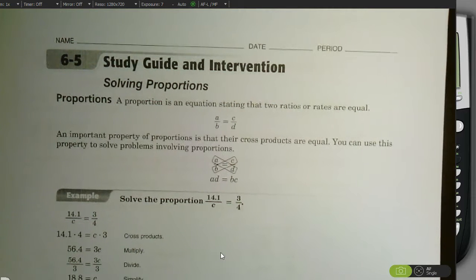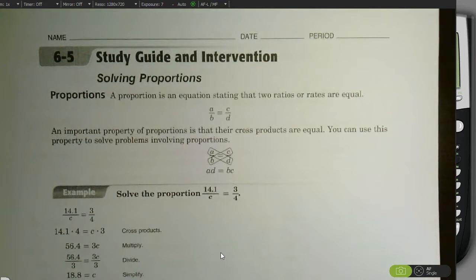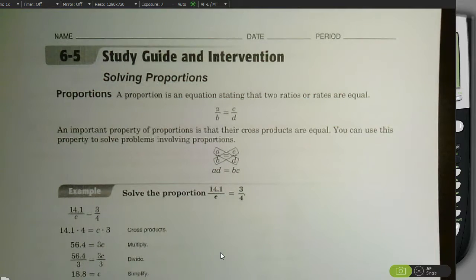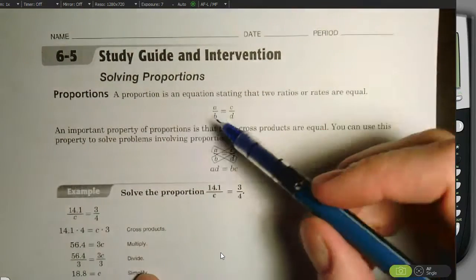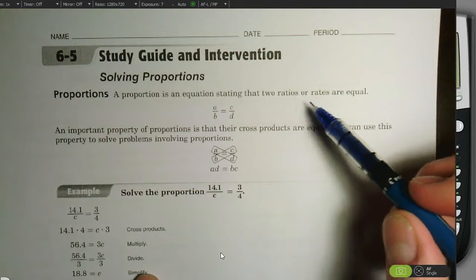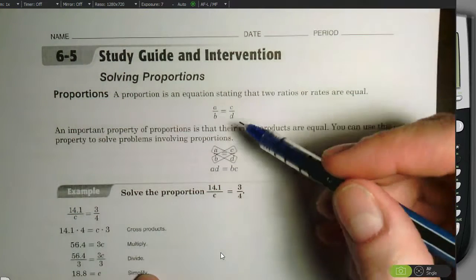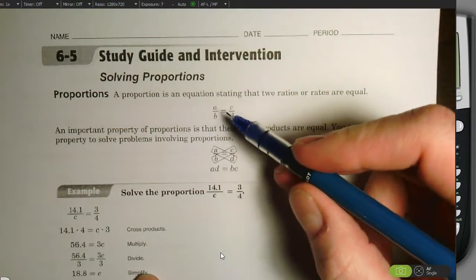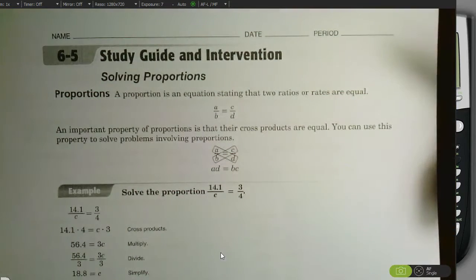Okay, so here is a supplemental video for section 6.5 on proportions. By definition, a proportion is an equation stating that two ratios or rates are equal. So it's just two ratios or rates set equal to each other, essentially.